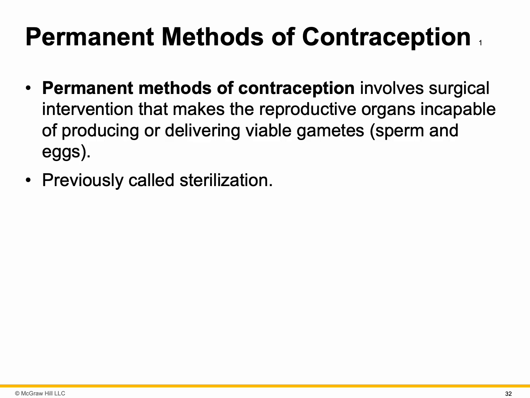Okay, so the next class of contraception methods is permanent methods of contraception, which we previously called sterilization. So, permanent method of contraception involves surgical intervention that makes the reproductive organs incapable of producing or delivering viable gametes. Those gametes include sperm and eggs.